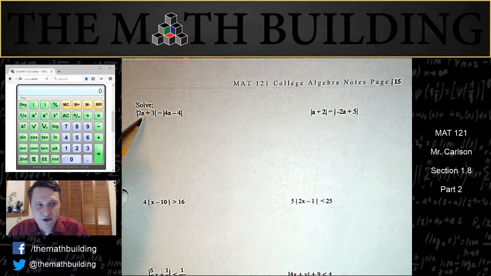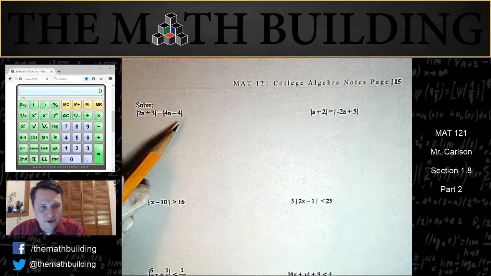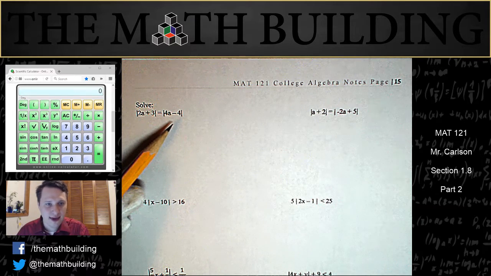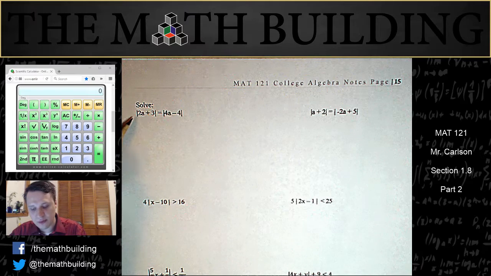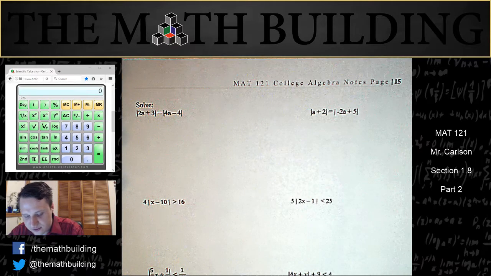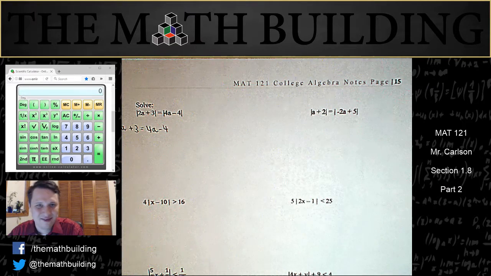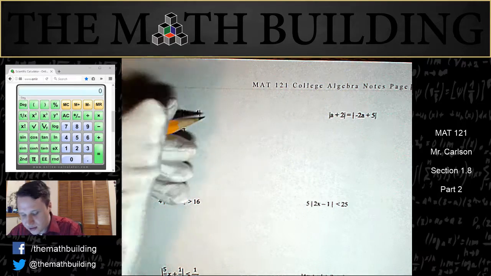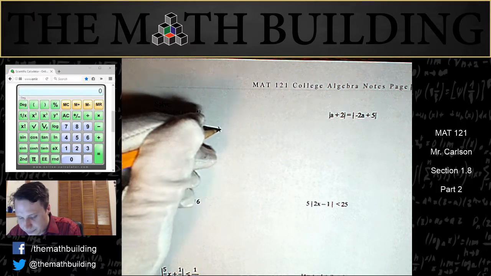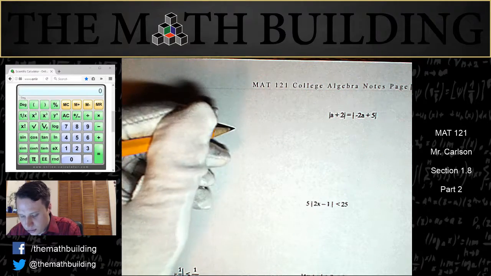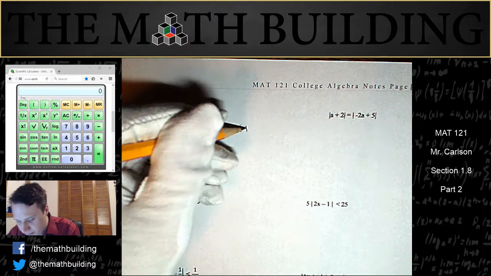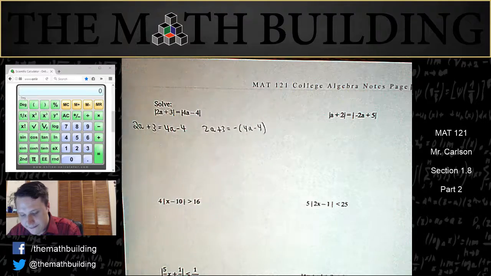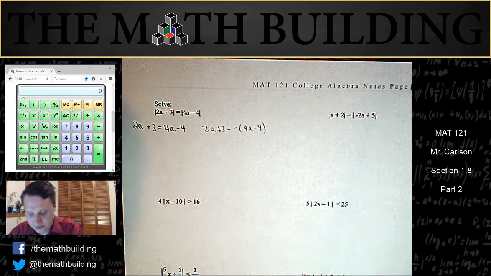So we have the absolute value of 2a plus 3 equals the absolute value of 4a minus 4. And you should remember that we're going to get two equations out of this. The first equation is 2a plus 3 equals 4a minus 4. Easy enough, right? Just rewrite the equation. And the second equation is 2a plus 3 equals, and just slap a negative sign in front, negative (4a minus 4).